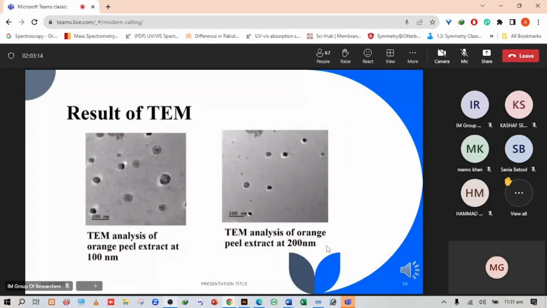Here are the results of the TEM, observed at 100 nanometer and 200 nanometer ranges, and different particle sizes under the range of 100 nanometers were observed, indicating the presence of nanoparticles, which make the peel powder a nanofertilizer. Here are the pictures, and other slides showing tables which indicate the size of the particles of the samples.